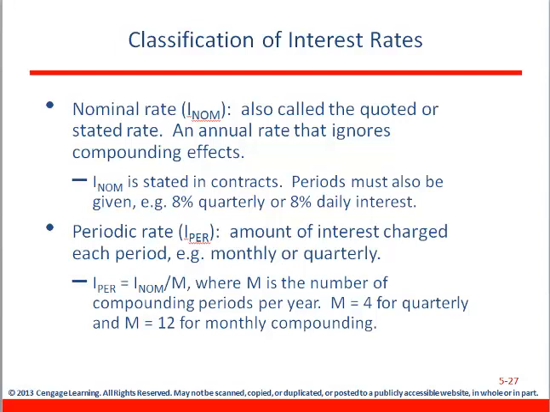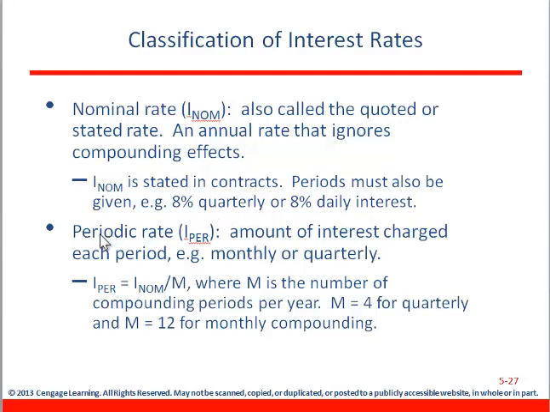So we'll start with the nominal rate, also called the quoted or the stated rate. This is a rate that ignores the effects of compounding, and it's illustrated with a capital I and a subscript nom. Okay? This will be included in various different contracts, lending or investment contracts, and in the contract they'll state the compounding period. Okay?